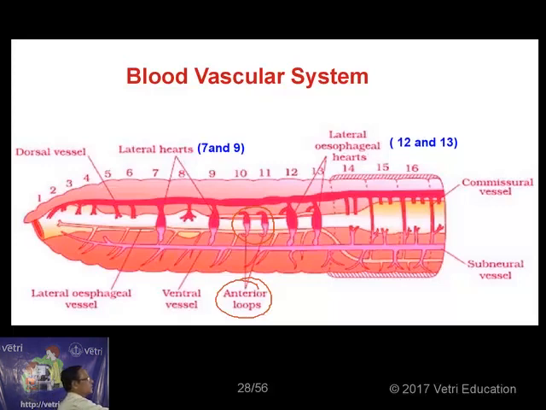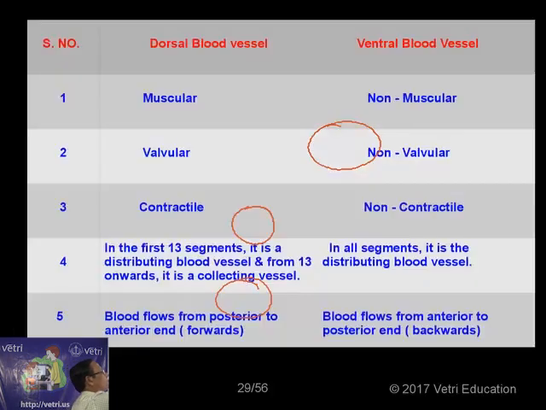These are all the lateral esophageal hearts present in segments 12 and 13, and lateral hearts in 7 and 9. So the lateral hearts are 7 and 9, connecting only the dorsal and ventral blood vessels. In 12 and 13, they are called lateral esophageal hearts, connecting the supraesophageal blood vessels along with the ventral blood vessels with the dorsal blood vessel. So 7 and 9 are lateral hearts, 12 and 13 are lateral esophageal hearts.